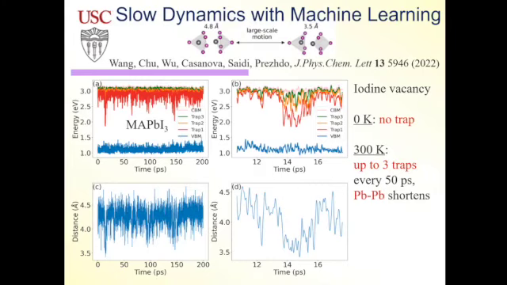Simply, you have a very low acoustic mode, maybe with a period of 50 picoseconds. And every 50 picoseconds, the two leads come together. And when they come together, you create a dimer and you have a deep trap state. And this should influence charge carrier dynamics.